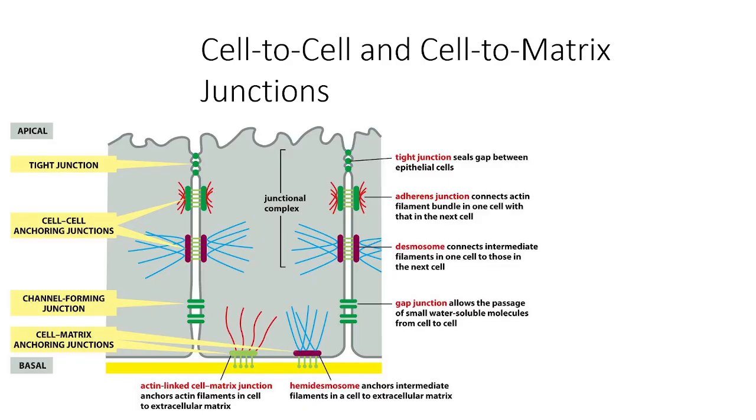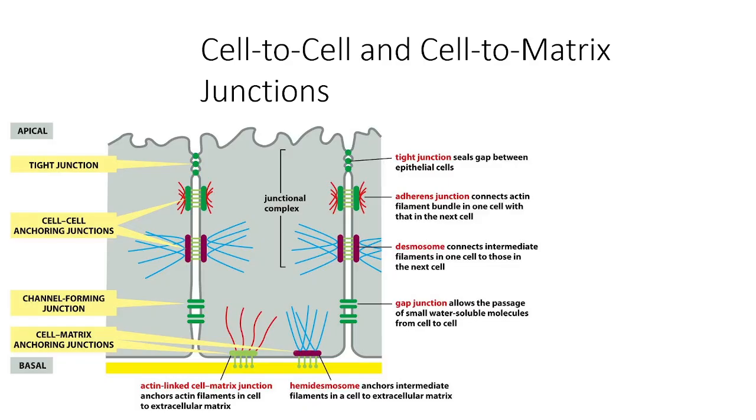Basically, what you see over here is mostly the information about the junctions, where the tight junction seals the gaps between the epithelial cells. You have the adherens junctions, which are mostly important for connecting the actin filament bundle in one cell to that of the next cell. You have the desmosomes, which connect intermediate filaments in one cell to those of the next cell, and the gap junctions, which allow the passage of small water-soluble molecules from cell to cell.